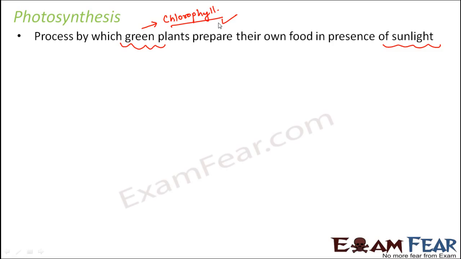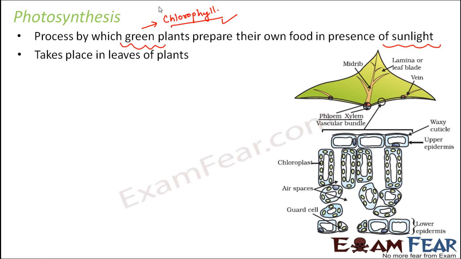So where exactly does this process of food preparation take place in a plant? Because a plant has different parts like roots, stem, leaves, flowers, fruits. Where exactly does this process take place? It takes place in the leaves of the plant, and that is why leaves of the plants are also called the kitchen of the plants. Why are they called kitchen? Because this is the place where the food is prepared. Now why in the leaves? Because the color of the leaves is green. Why green? Because they contain the pigment chlorophyll.